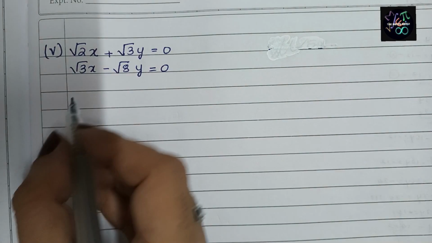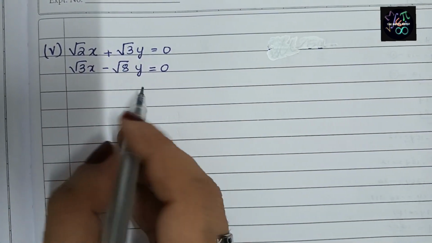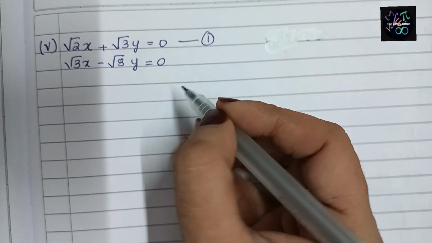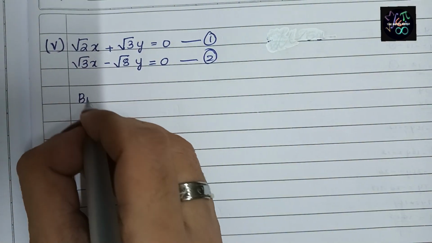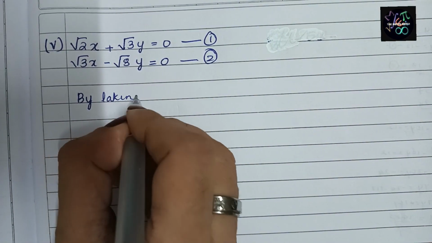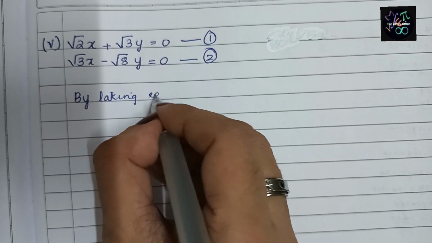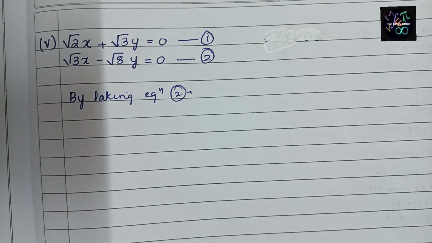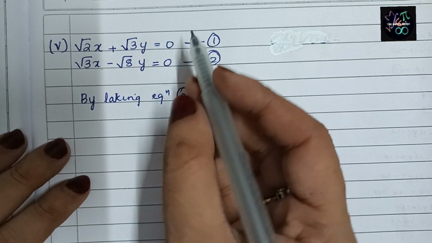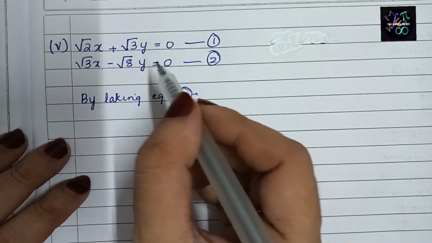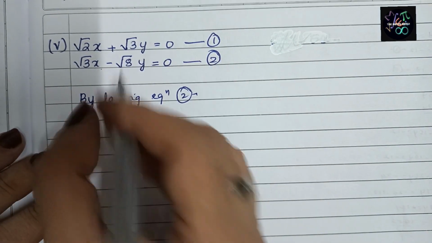So question number 5. We can see it is in root form. Let us consider these as equation 1 and equation 2. Let us take equation 2. Before, every time we had taken equation 1. Now we can take equation 1 or equation 2, whichever we want. I'll take equation 2 now.